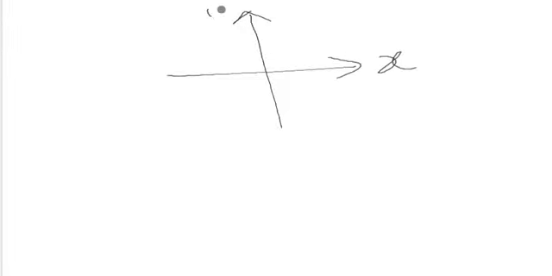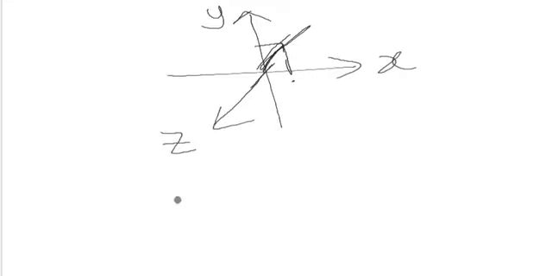Then for the three-dimensional coordinate system, we'll be dealing with three axes. We have the x, the y, and the z axis. So this is the third one, the z. And then if we locate a point, we have x, y, z.